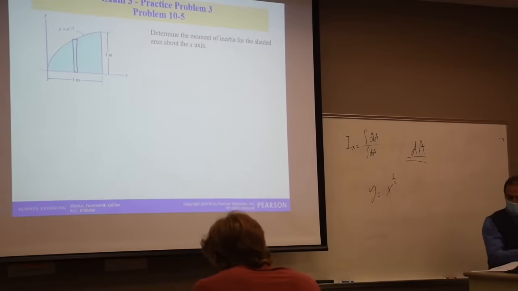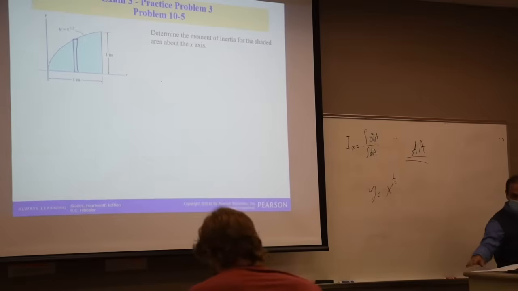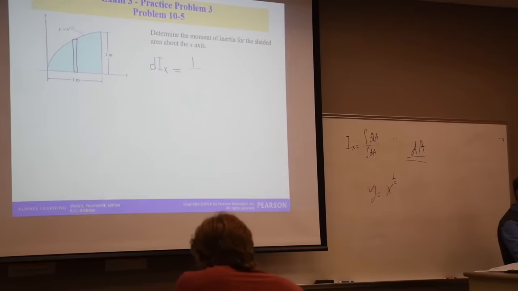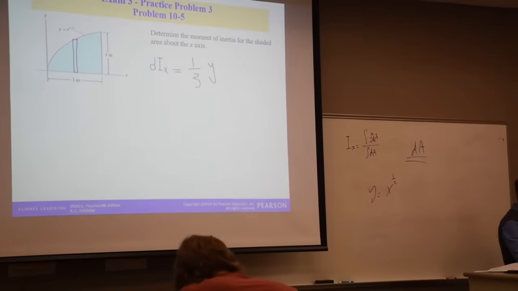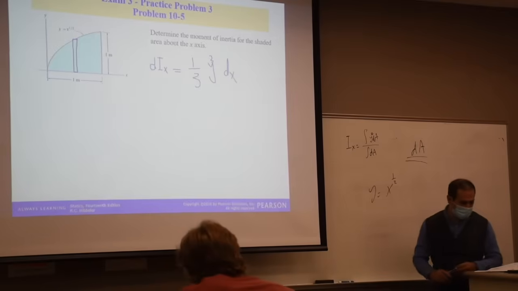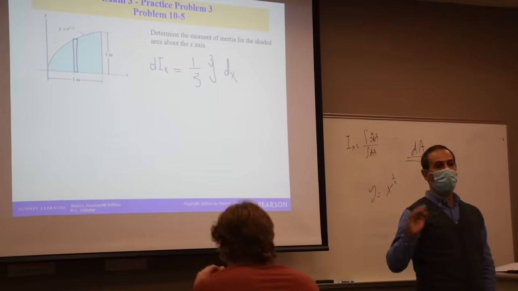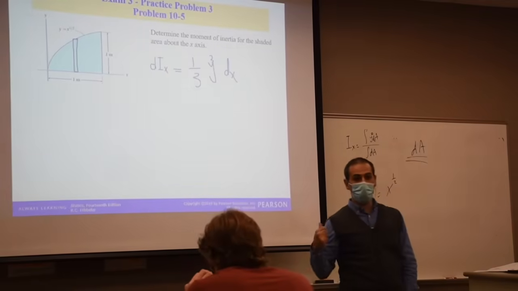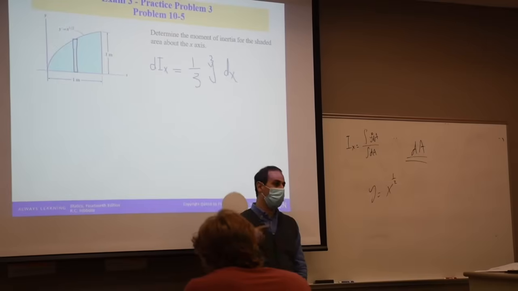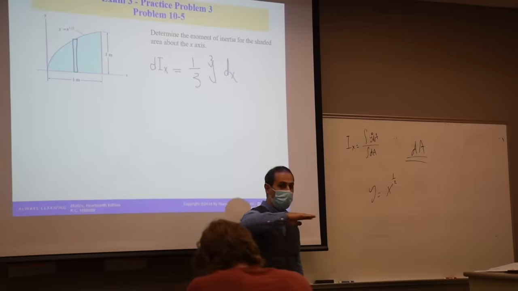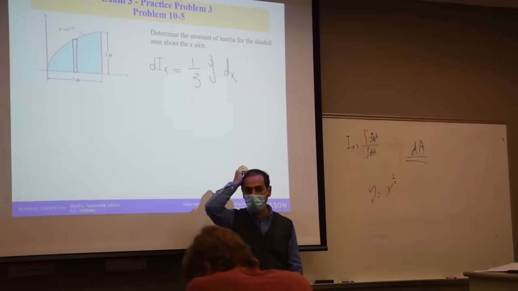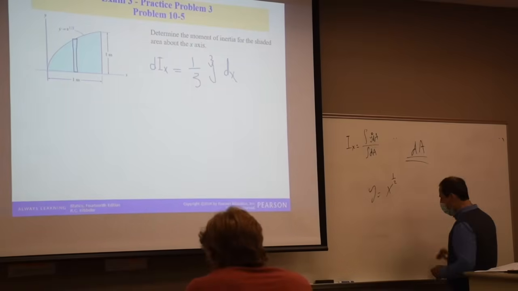And use a formula for the vertical one that says dIx, that's the differential element of x, equals 1/3 y cubed dx. That's a special case. The moment of inertia of a vertical differential element is easy. They're asking us to find the moment of inertia around the x-axis, so you need to have it horizontal to the x-axis. But I can use this special case because y is written in terms of x. Does that make sense?